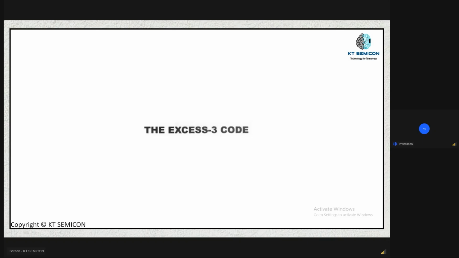So that's about BCD coded decimal and BCD addition. And in our next session, we are going to see the excess 3 code.